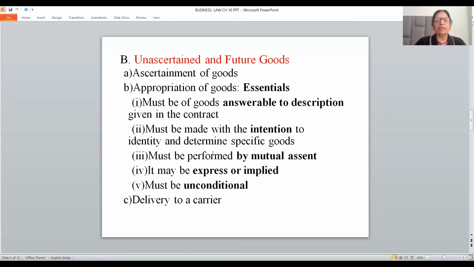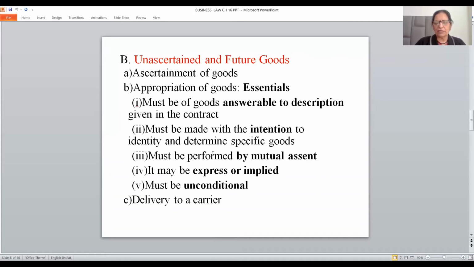The very first point is that it must be of goods which are answerable to the contract, quality-wise as well as quantity-wise. And the parties should have the intention to determine specific goods. It must be performed by mutual assent. Assent may be express or implied. And it must be unconditional. Unconditional means no condition should be attached.